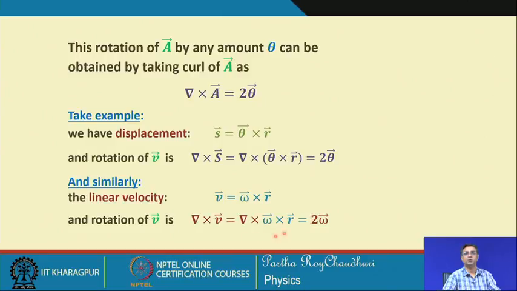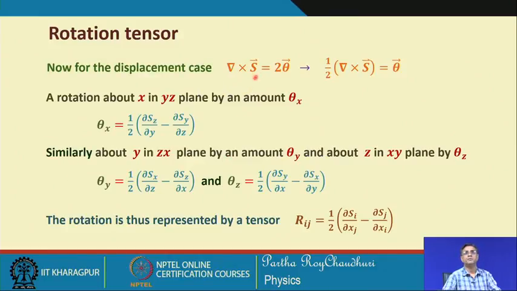That means, if you take 2 to this side, omega will be represented by half of del cross V, and likewise if we take theta on this side and this 2 to this side, half of del cross S will represent this theta. So, any rotation theta will be represented by half of the curl of this displacement vector. This is the point that is connected to the elements of the rotation matrix. Therefore, half of del cross S is equal to theta.